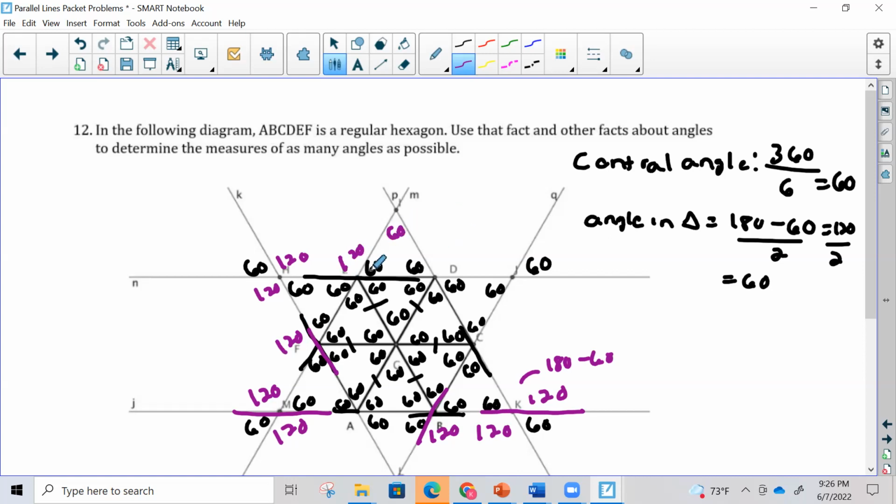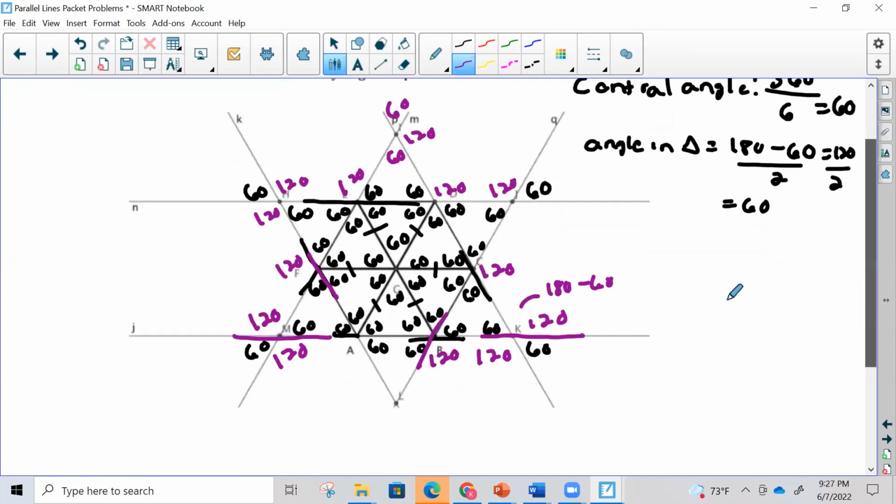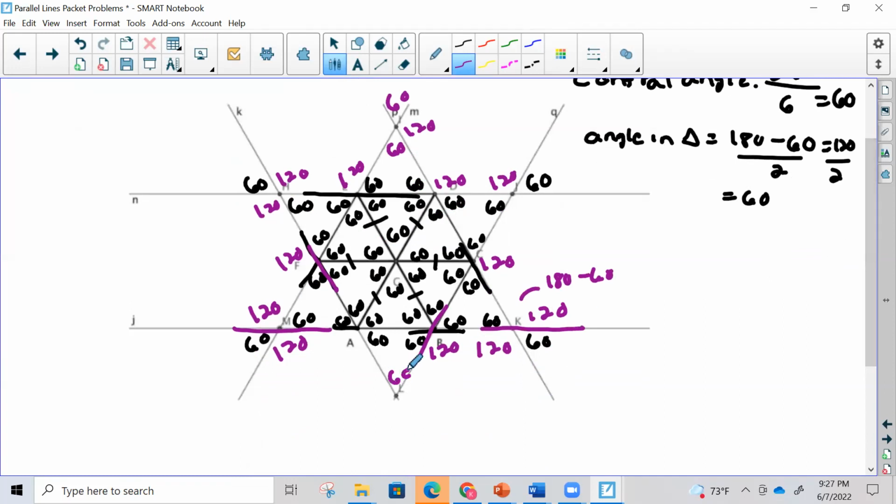This is 60 because we have the triangle. This is 60. This is 120, 120, 120, 120. Okay, so those are all the angles in this figure. Oh, I missed one. This one in the triangle is 60. So it's easy when it's a hexagon and you have the equal angles of 60 degrees.